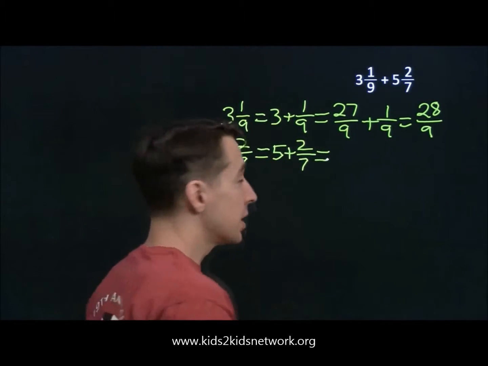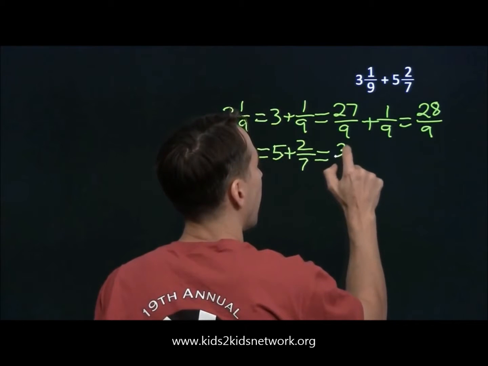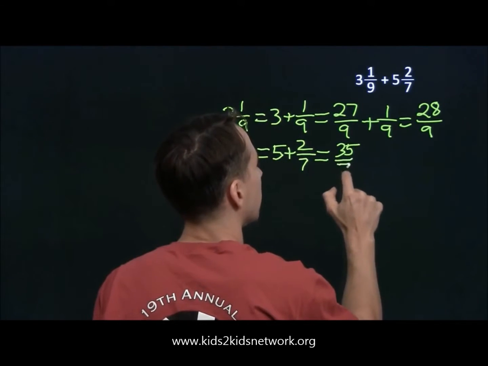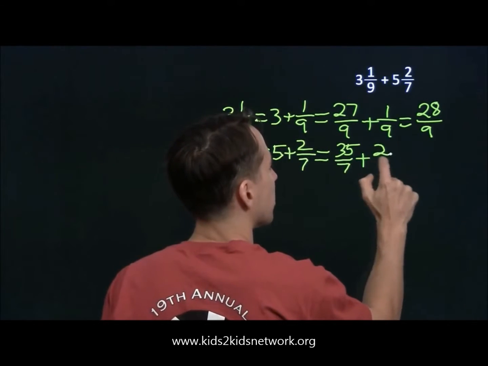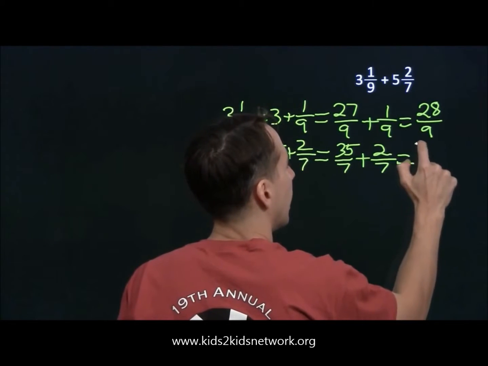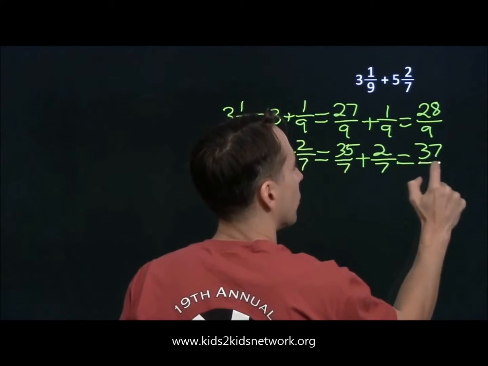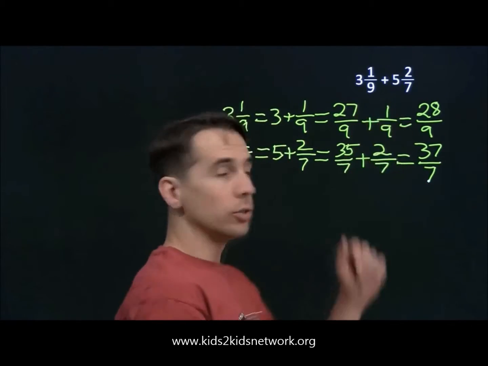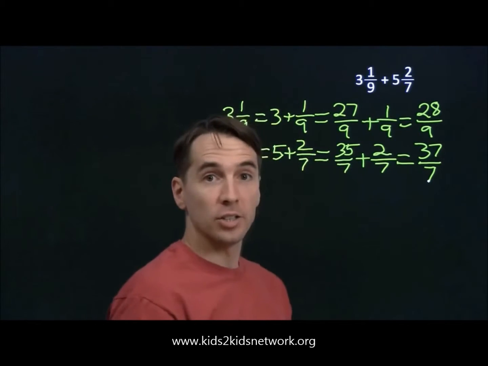Get a common denominator of 7. 5 is just 35 over 7. And we add our 2/7. And we get 37 over 7. So to add these two, we add these two fractions here.